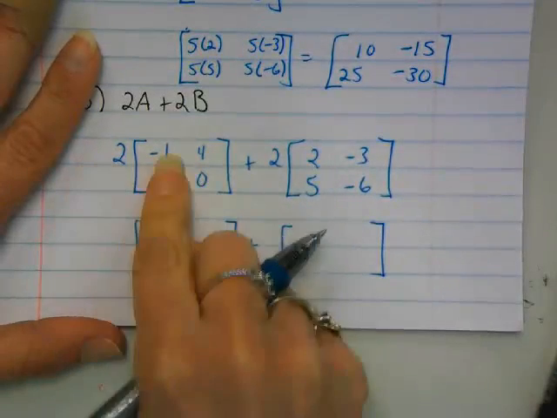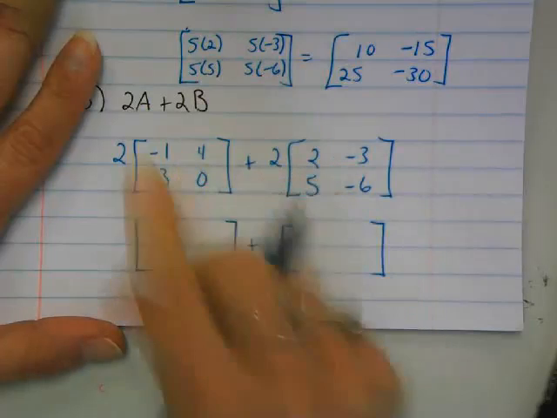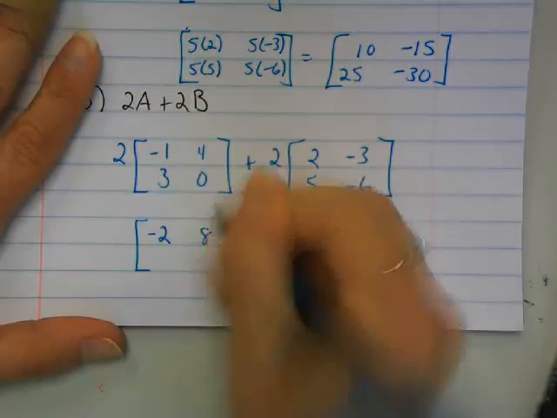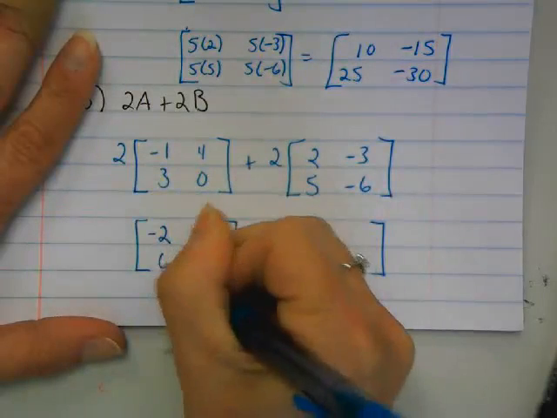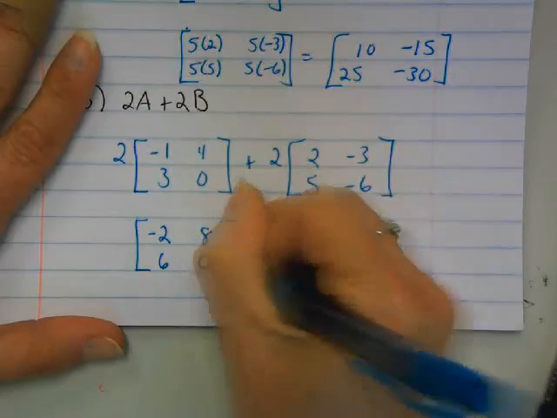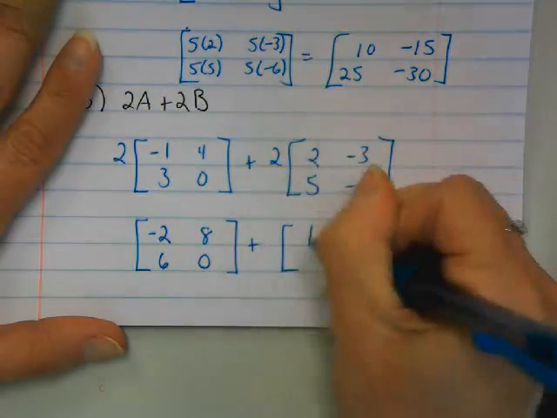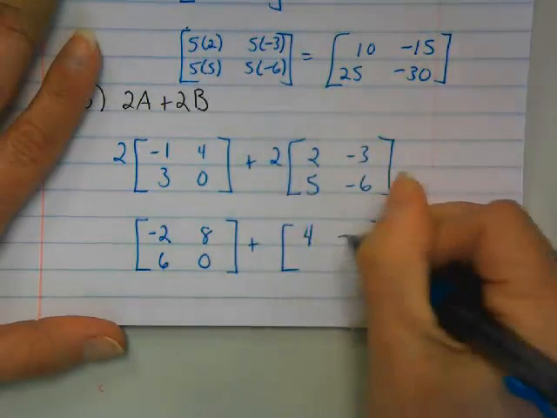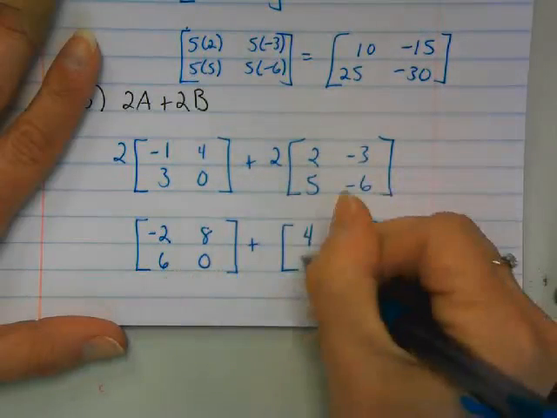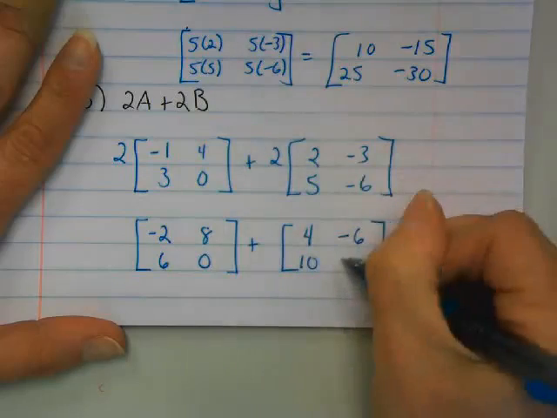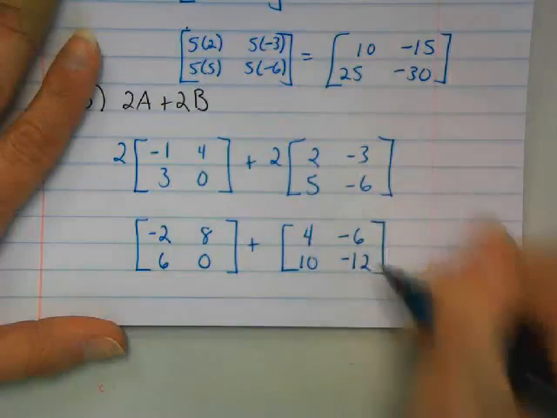2 times -1, -2. 2 times 4, 8. 2 times 3, 6. 2 times 0, 0. Do it again. 2 times 2, 4. 2 times -3, -6. 2 times 5, 10. 2 times -6, -12. I'm not done yet.